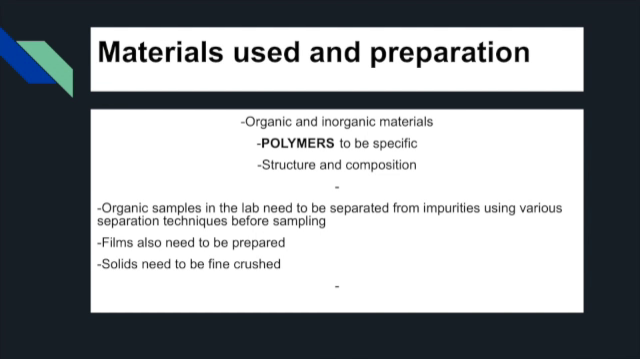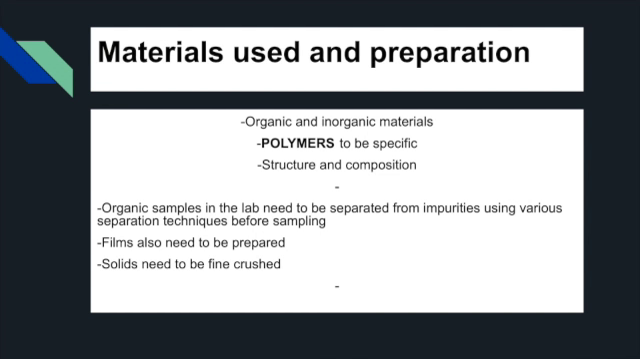It is used on organic and inorganic materials. For this class, it's polymers to be specific. This technique is used to determine the structure and the composition of the polymers. Organic samples need to be prepared in the lab, so we have various separation techniques to separate the organic samples from the impurities. This makes the result clearer when using the FTIR technique.